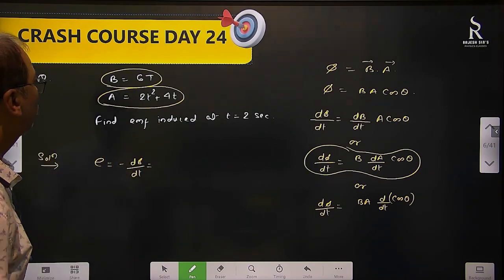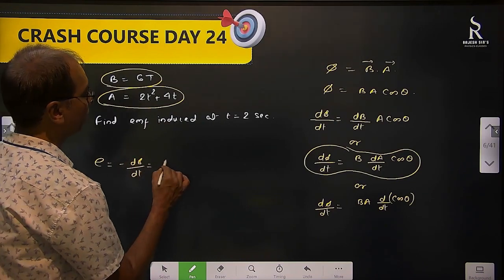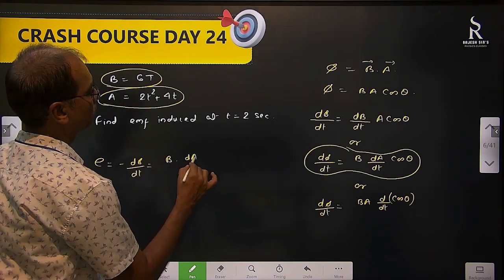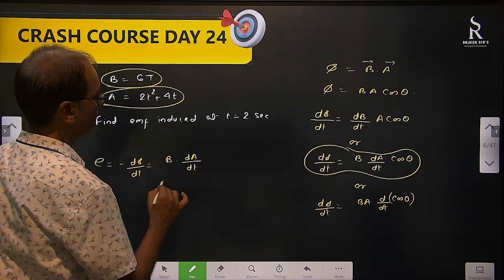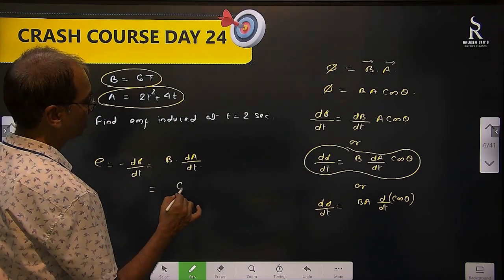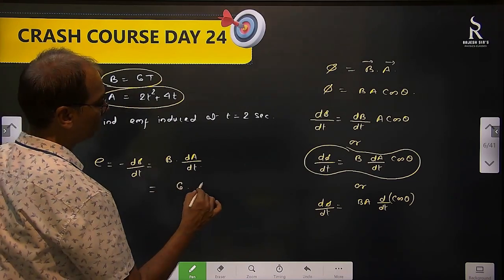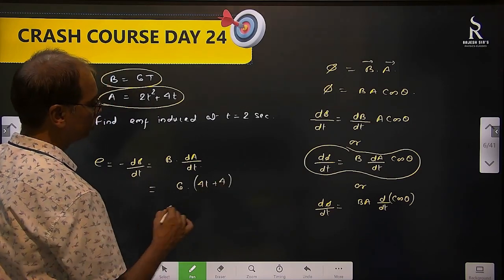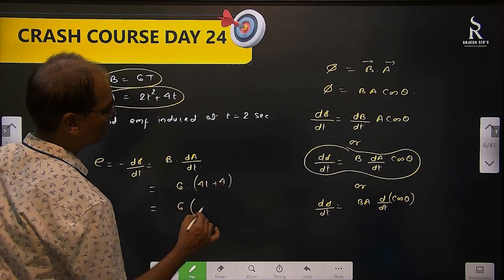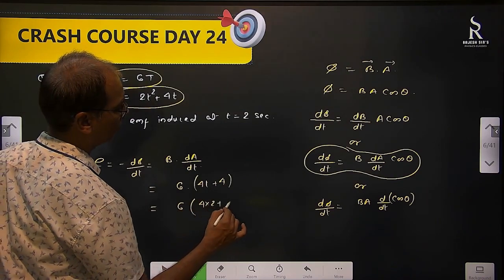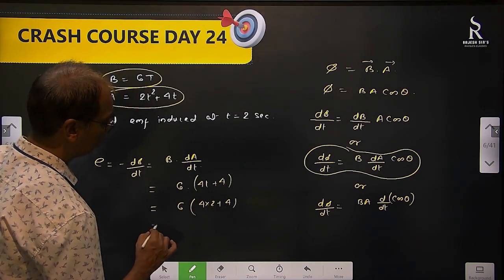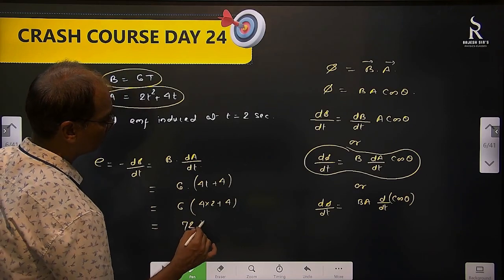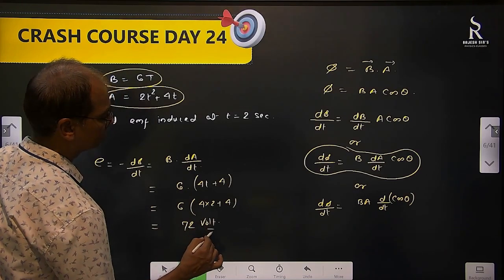So now what will we do here? B into dA by dt. B is 6, dA by dt is 4t plus 4. The t value is 2 seconds. So 6 into (4 into 2 plus 4). How much is this? This is 12. 12 into 6 is 72. 72 volt is our answer.